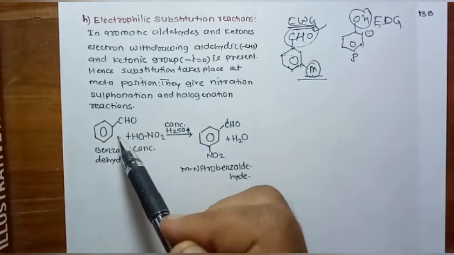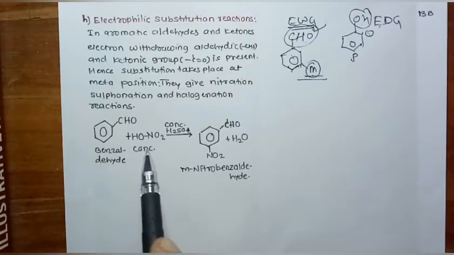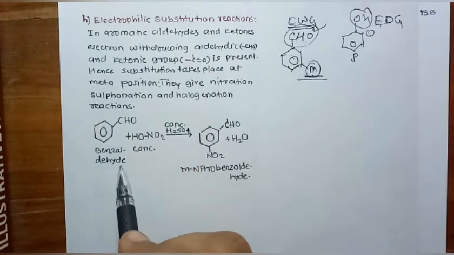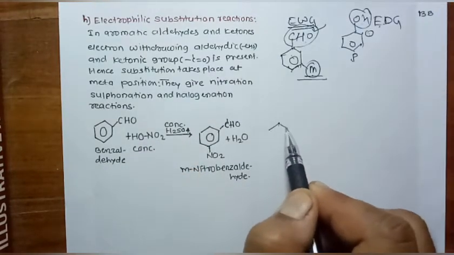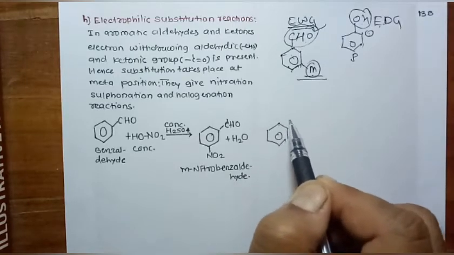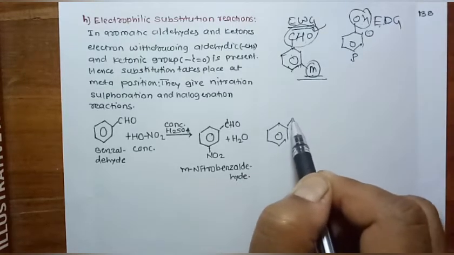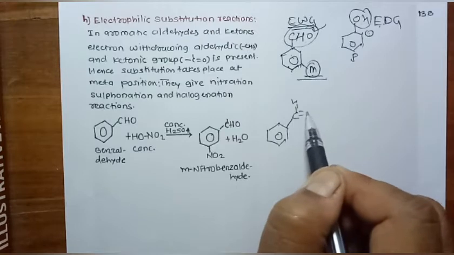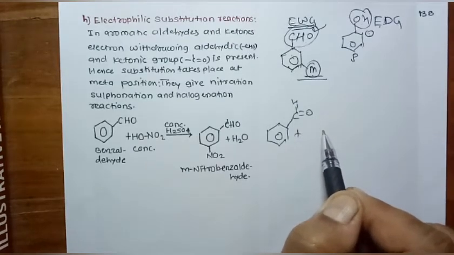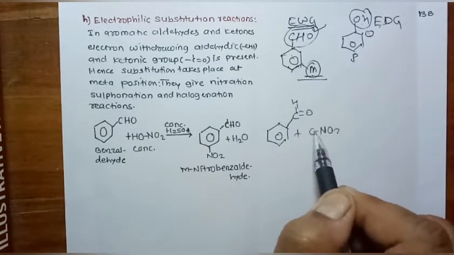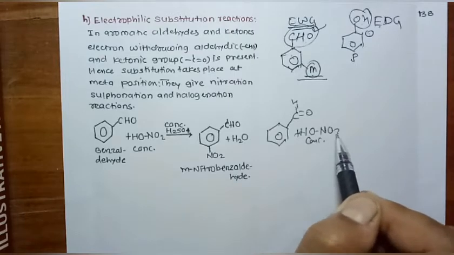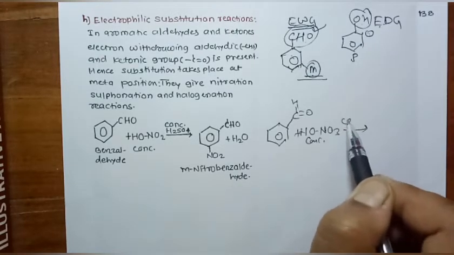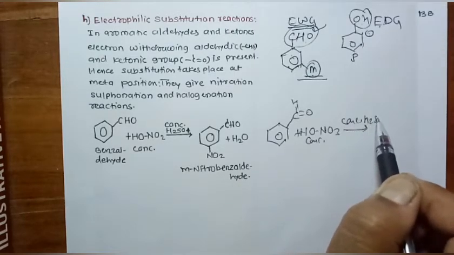I have taken only the nitration reaction here, because only one reaction is given in the book, the nitration reaction. Now in this nitration, benzaldehyde, CH double bond O, is treated with nitrating mixture, meaning we always do the reaction with concentrated nitric acid in the presence of concentrated H2SO4.